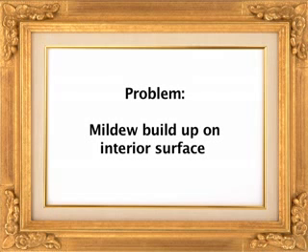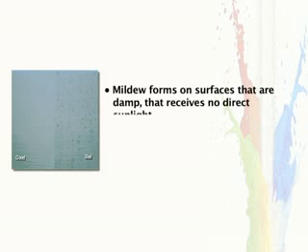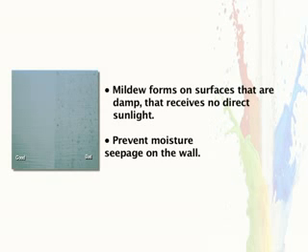Mildew buildup on interior surface. Mildew forms on surfaces that tend to be damp, that receive no direct sunlight, so it is necessary to prevent moisture seepage on the wall.